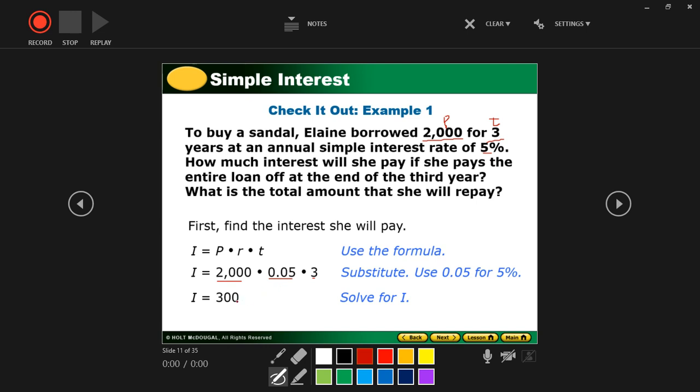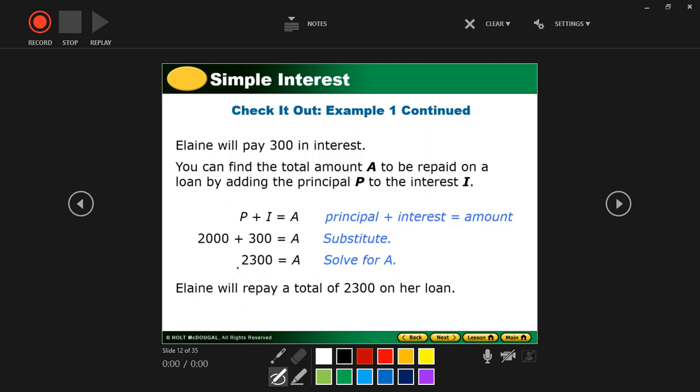So multiplying them, we'll have 300 pesos as the interest. Mao ni siya ang charge or ang tubo. 2,000 pesos lang ang tag-utang ni Elaine. Pila may bayaran ni siya after a year with the tubo na. So 2,000 plus 300, Elaine will be paying 2,300 pesos tungod ra sa sandal.